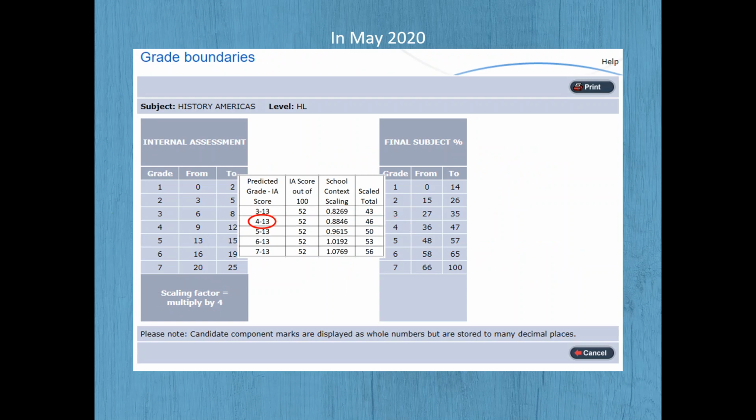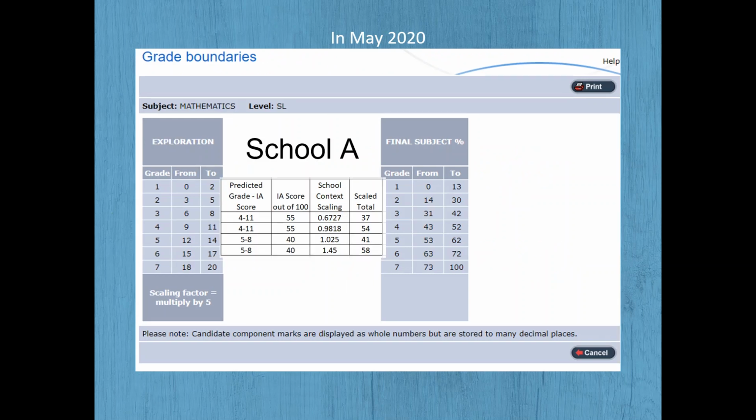The combination will work for predicted grades 4 and 13. That will be a scaling factor of 0.8846. 5 and 13, you notice the scaling factor is going up. Though the internal assessment score is the same, the scaling factor is going up based upon the predicted grade. Remember, all students receiving the same combination of predicted grade and internal assessment score receive the same scaling factor and therefore receive the same IB score.